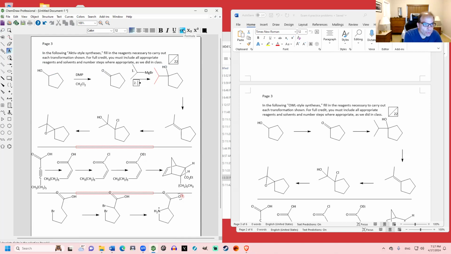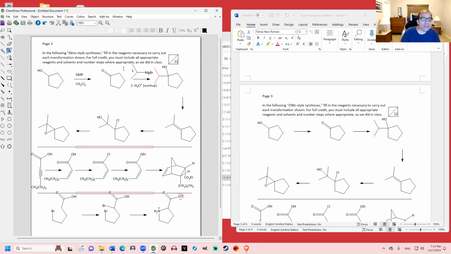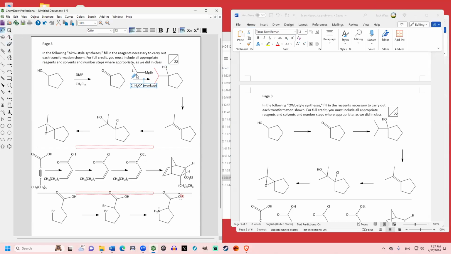And then for step two, this would require an aqueous acid workup. You can write it just like that. Do we have to put Et2O? That is probably a good idea. You can also use THF. Or the answer key said 1, comma, and then Et2O.